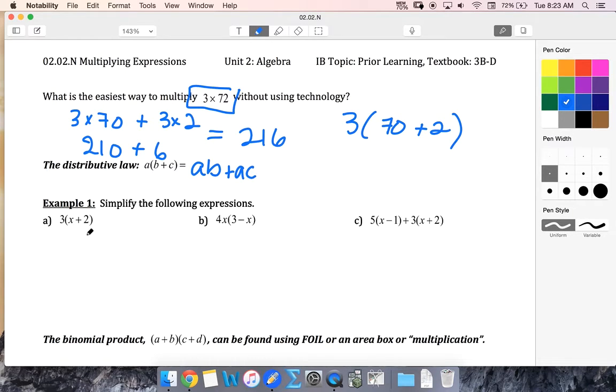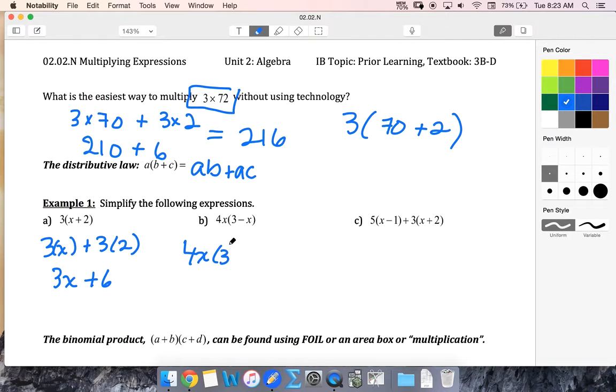So let's go ahead and use the distributive law to simplify these expressions. So here, simplify means we're going to get rid of the parentheses. So that's going to be 3 times x plus 3 times 2, 3x plus 6.